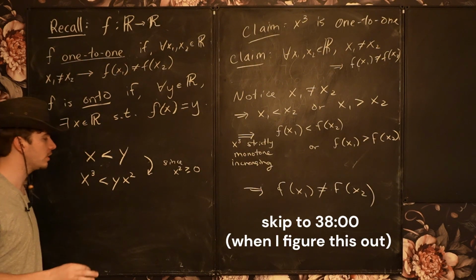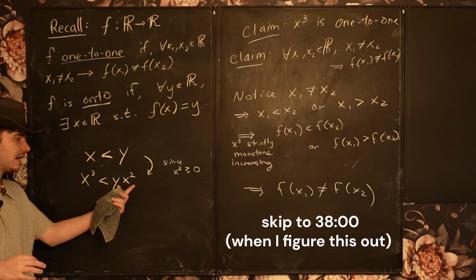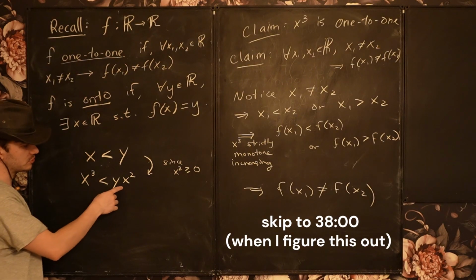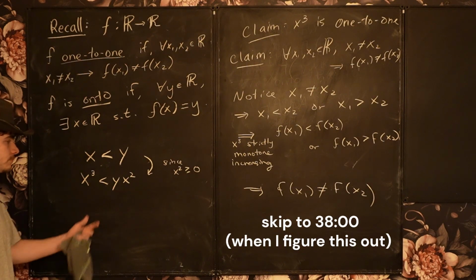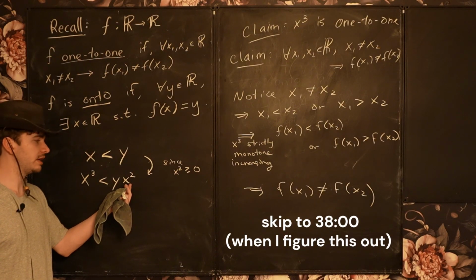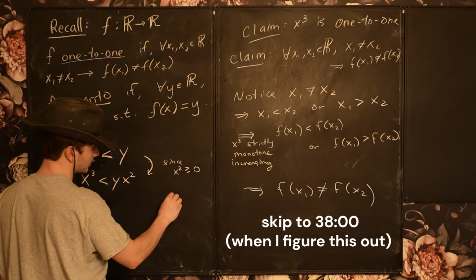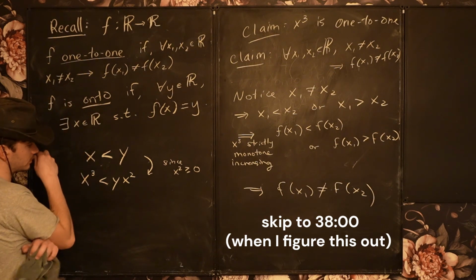All right, and now we're on a good track, because now let's look at y x squared, and let's compare this to y cubed, okay? So if I look at x squared and I compare it to y squared, okay? So how do I?